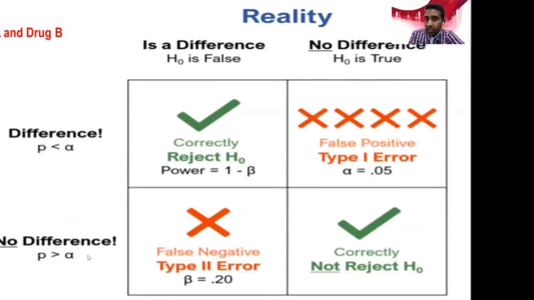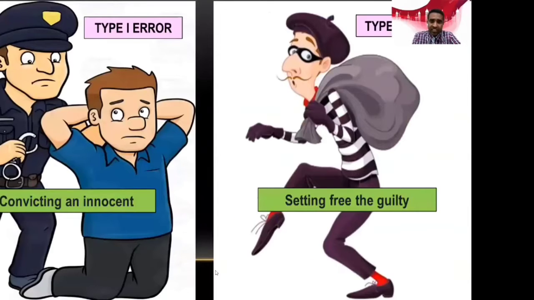And the other way around is, there is a difference, but your experimental test shows that there is no difference. In that case, you are committing a false negative or type 2 error, which means you are accepting the null hypothesis when it is actually false. Actually there is a difference, but you are accepting the null hypothesis that there is no difference. So it is type 2 error. So why do you want to keep the type 1 error at 0.05 and type 2 error at 0.20? Let us consider this example.